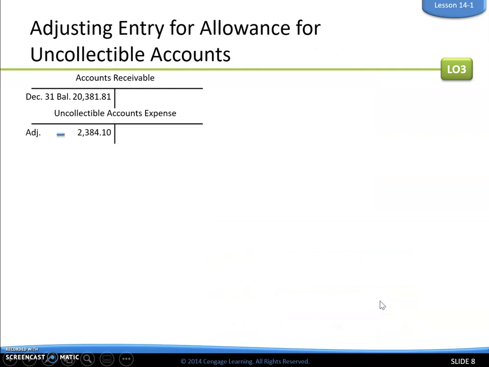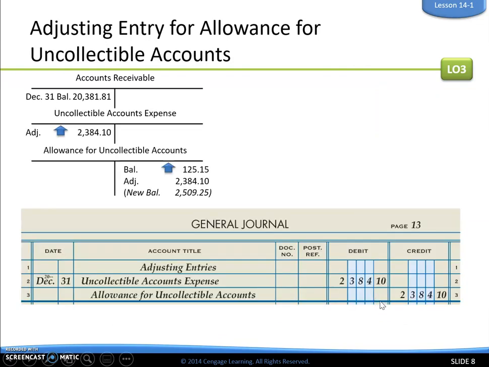So here's what our adjusting entry is going to look like. We're going to make this adjusting entry. Okay, adjusting entries are done on the last day of the accounting period. So we're going to debit our uncollectible accounts expense for that amount that we figured out on the previous slide, and then we're going to credit allowance for uncollectible.